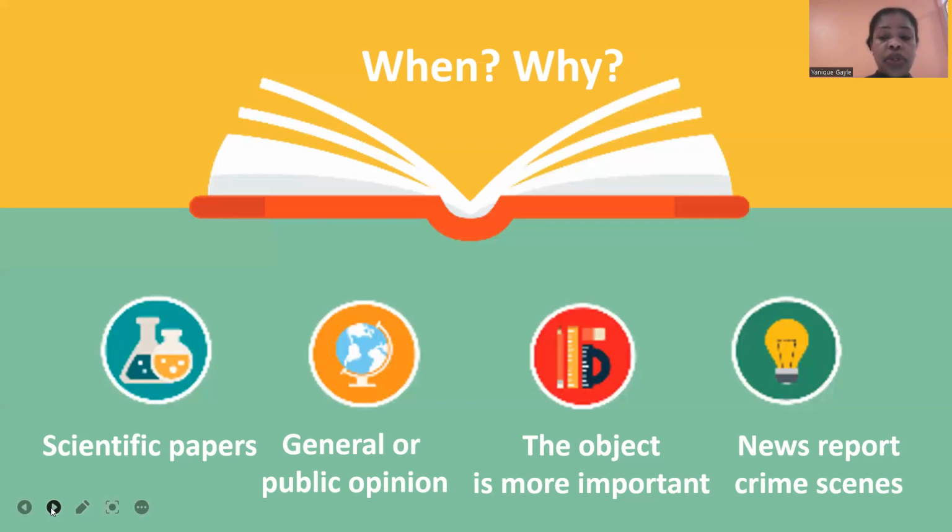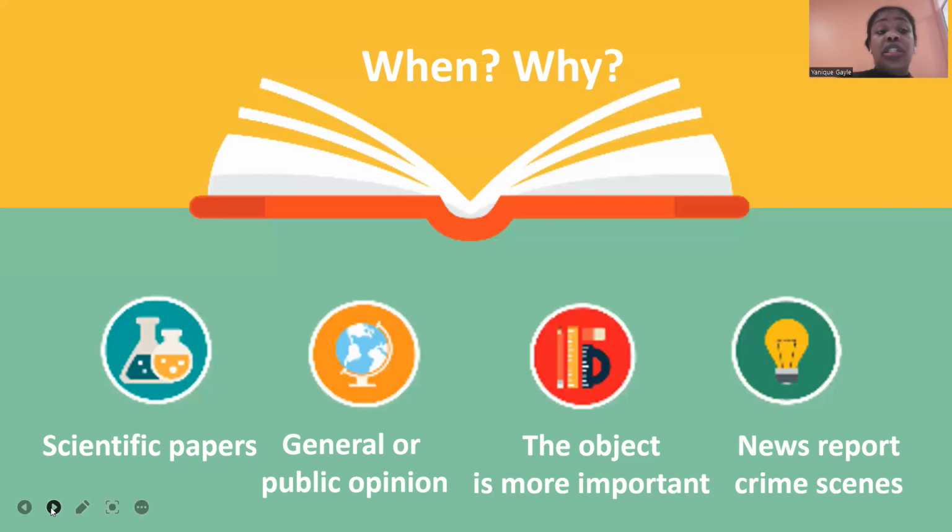Another reason why we use it is, for example, if a person is reporting the news or a crime scene, then they tend to use the passive voice because guess what? Most of the time they don't know who is the perpetrator or who actually committed the crime. So they have to use the passive voice because remember, you don't want to get into trouble. You don't want to say things that are not true. So we opt for the passive voice because we eliminate the doer.